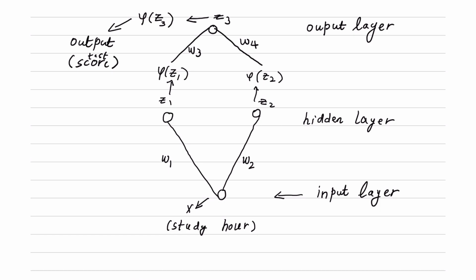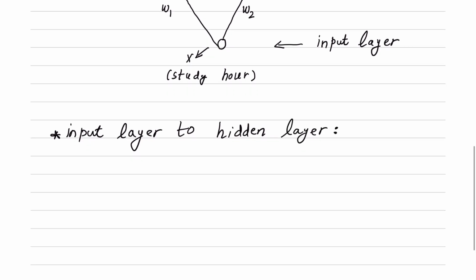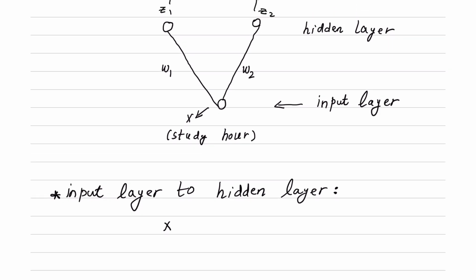Let's put this whole structure into the mathematical form. First, we go from the input layer to the hidden layer. Now we start with the input x. So you saw that from the input layer to the hidden layer, x was connected with one neuron using the weight W1, and x, the input, was connected with the second neuron using the weight W2.